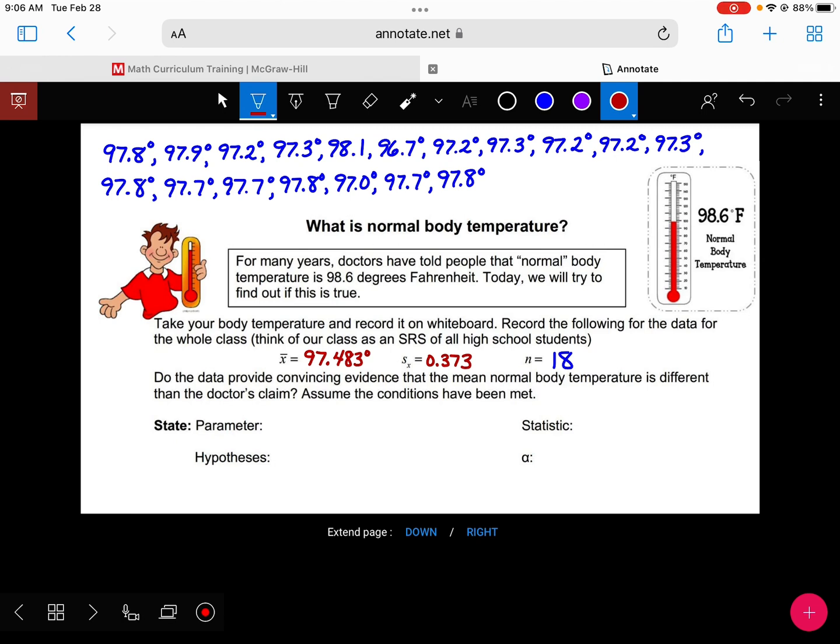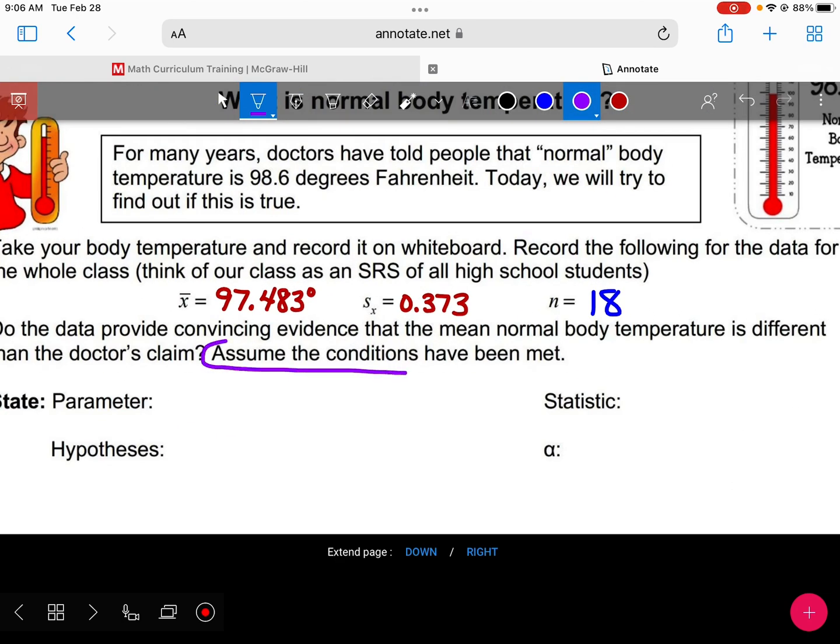So I want to walk through a significance test on this. We are going to assume that the conditions have been met, so we don't have to check conditions on this one. Normally we have to go through and check our conditions, but we're given this one today.